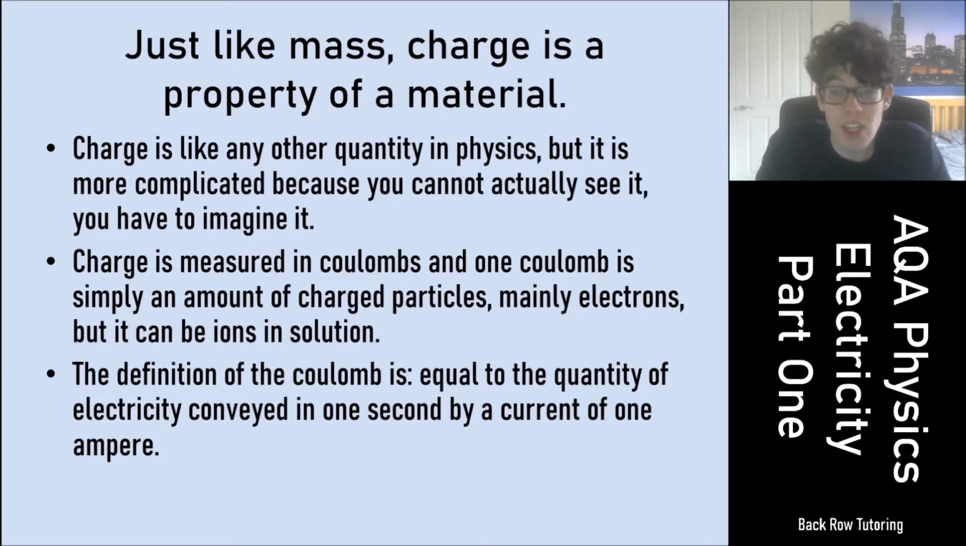Charge is measured in coulombs, and 1 coulomb is simply an amount of charged particles, mainly electrons, but it can be ions in a solution as well. The definition of the coulomb is equal to the quantity of electricity conveyed in 1 second by a current of 1 ampere. So 1 coulomb, the unit for charge, is 1 second of electricity where there is a current of 1 amp flowing.